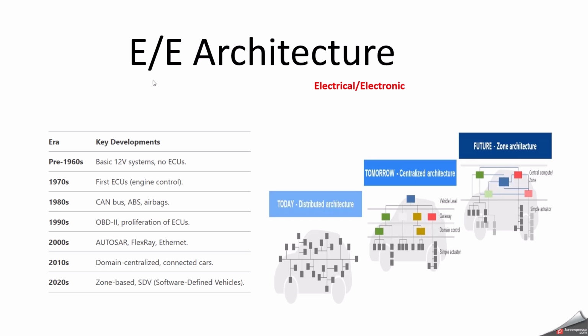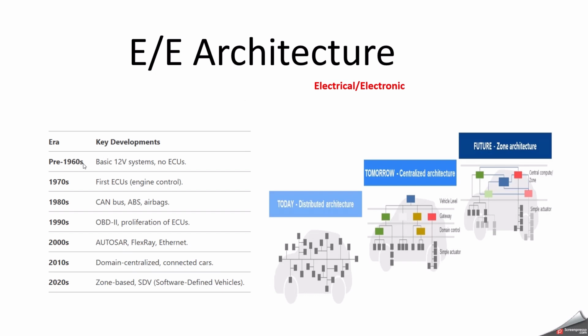In this video, we are going to discuss E/E architecture. E/E architecture is nothing but electrical or electronic architecture. First, we can understand some of the history, what happened in the automotive industry, and from when onwards the industry started to talk about E/E architecture.